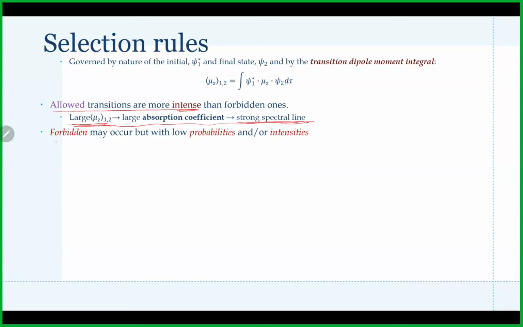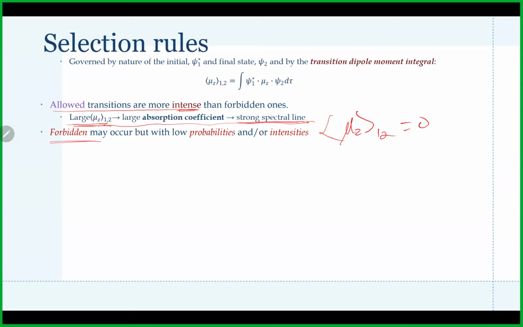Now, let's talk about these forbidden ones. We said that is when mu z12 equals 0. Does it mean that it will never occur? Not necessarily. But if it is ever going to occur, it's going to have low probability or very low intensities. Let's go back to our situation of the boy that has paid 24 million and has failed.